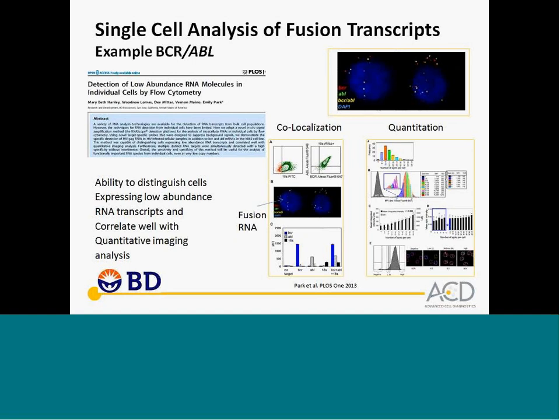This is done with PBMCs and then run on a flow cytometer, and you can see below the quantification parameters, where they could calculate the BCR by itself, the ABL, and the amount of BCR-ABL in transcripts using flow technology. So the method is highly quantitative, and you would actually count at the cellular level. So next slide, please.